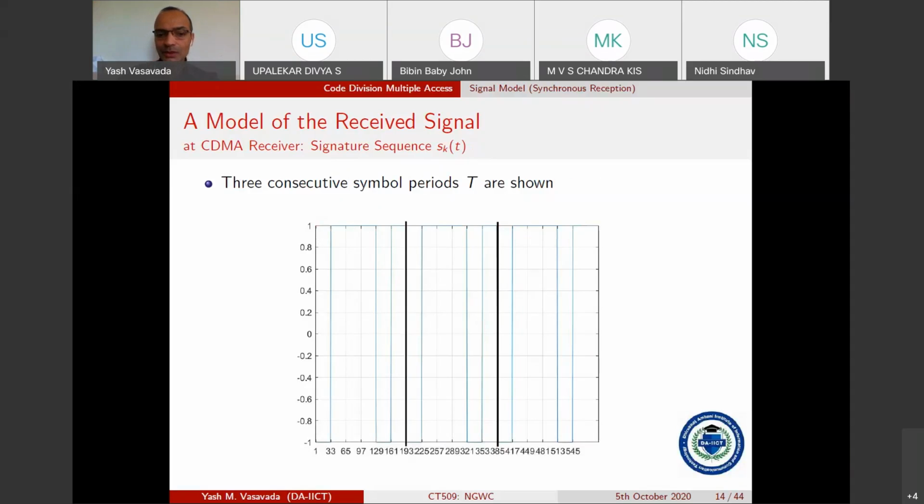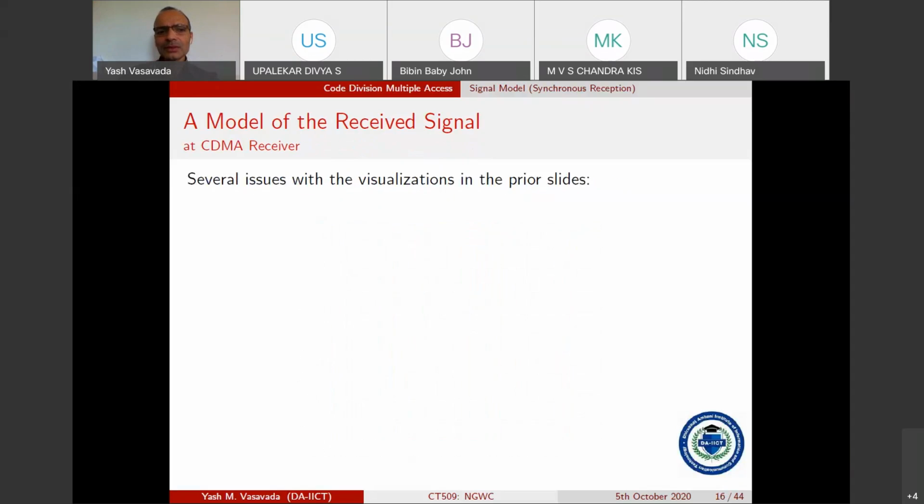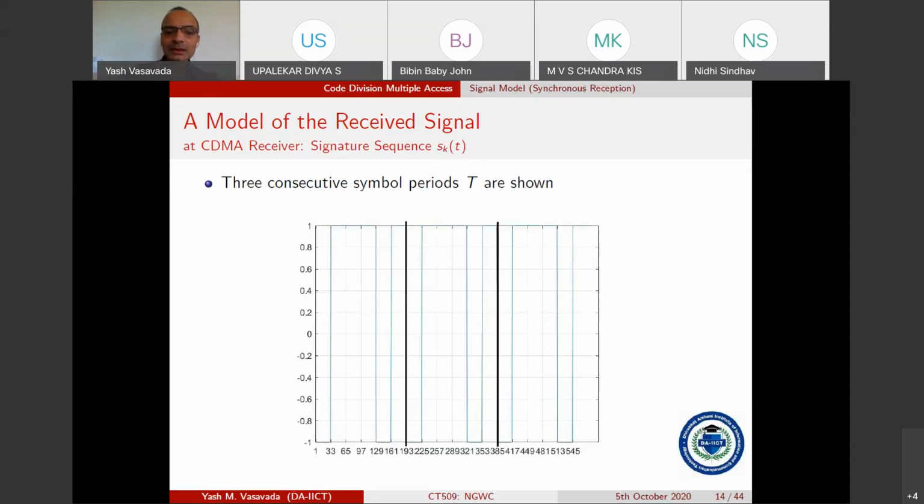Okay. Now, this visualization was only for one user, and it was to pictorially define the notations that were introduced in that equation 8. But there are several issues with these visualizations. One issue is that the energy of these signature sequences is not normalized. In that visualization that we had, the energy over one symbol duration is not normalized.